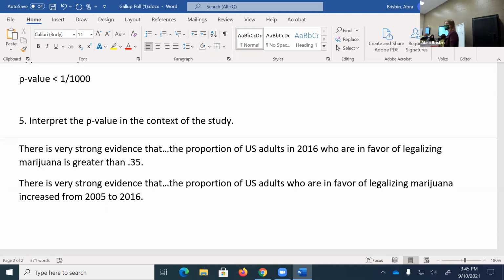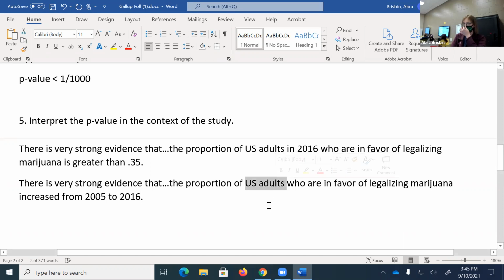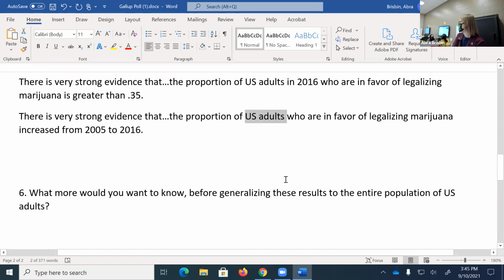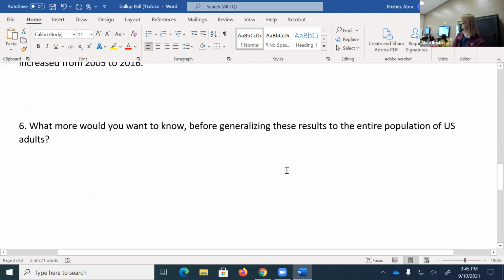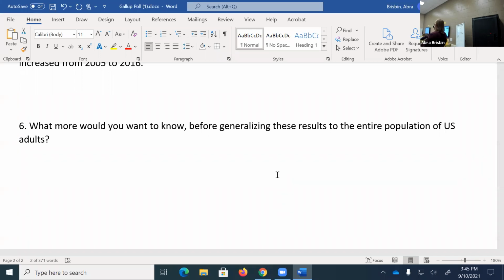All right, so we sort of phrased this conclusion in terms of all US adults in 2016. What more would you want to know before really saying, yeah, all US adults in 2016, as opposed to just some population represented by this? What more would you want to know before you generalize these results?